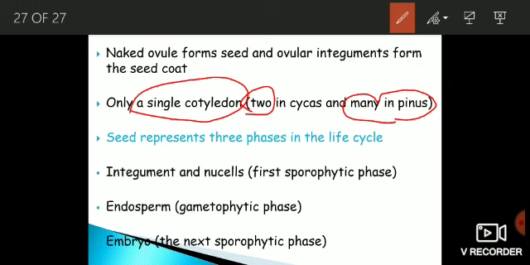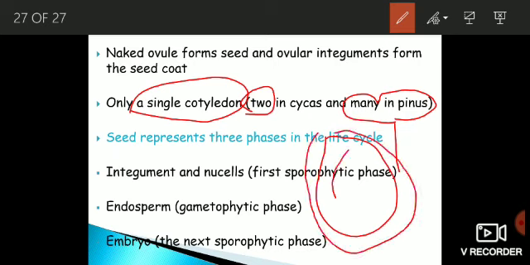And this seed represents three phases in the life cycle of gymnosperms. Here you can see this is the seed, and these are the integuments. This outer covering is the nucellus. This is the integument, this is the nucellus, and this is the embryo which is inside this endosperm. And this seed represents the three phases in the life cycle of gymnosperms.